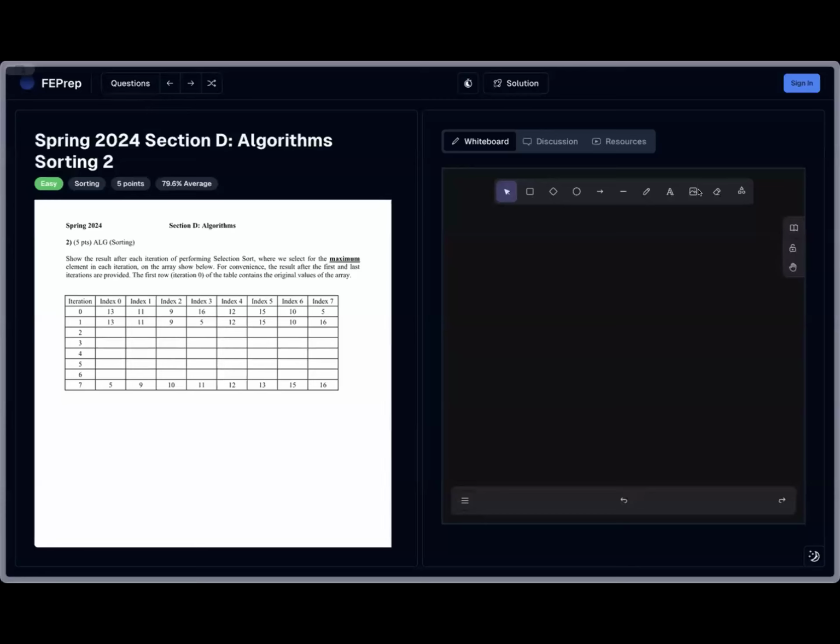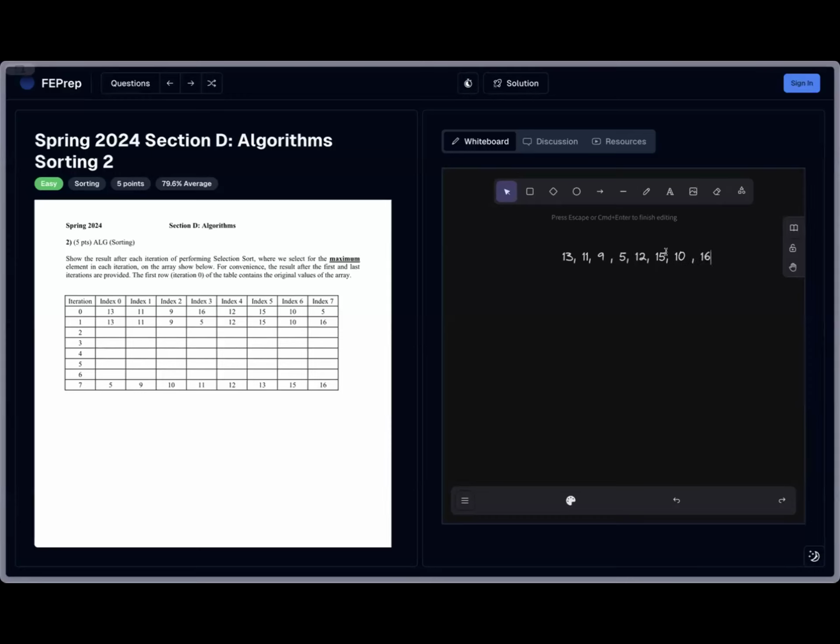So remember how I said that sometimes they will specify what they want you to use. For this one, it's going to be the maximum. If you look here, we have 13, 11, 9, 16, 12, 15, 10, and 5. Then for the next one, we have 13, 11, 9, 5, 12, 15, 10, and 16. So we started with grabbing 16 and we put it in the correct position. Now our next biggest element is going to be 15.